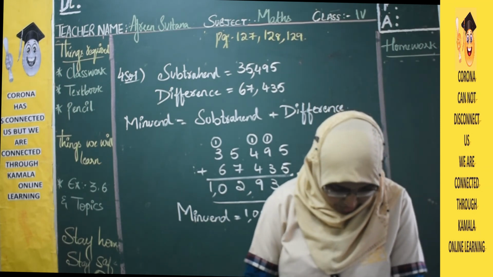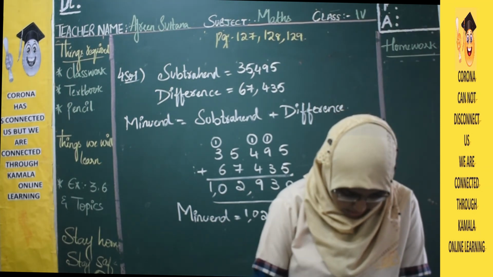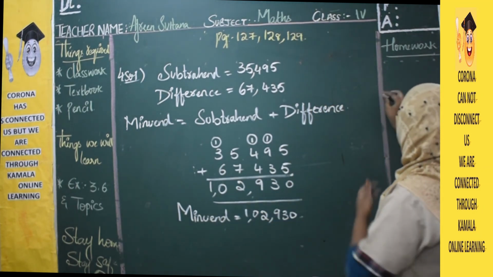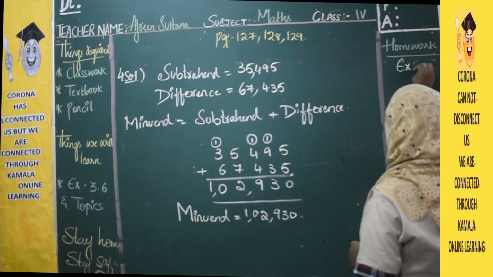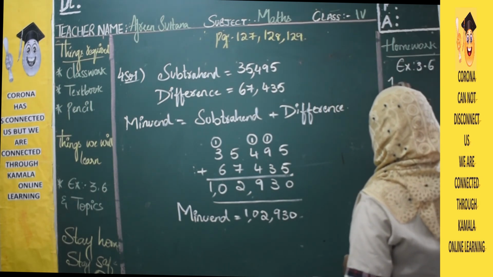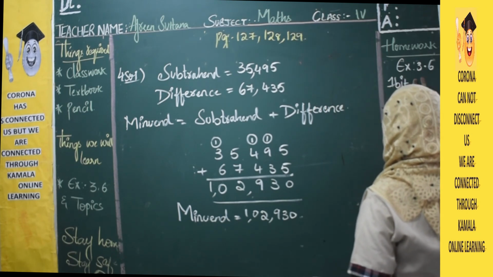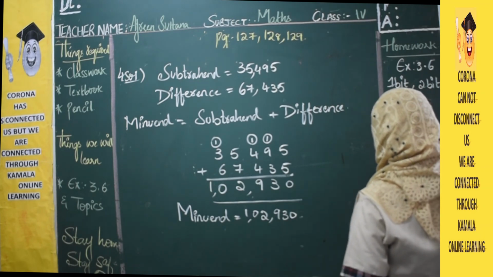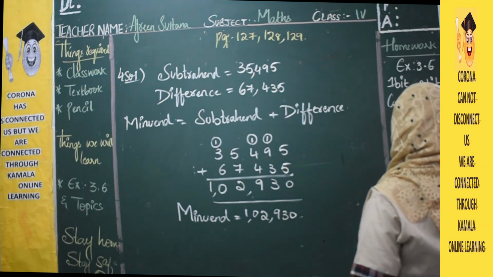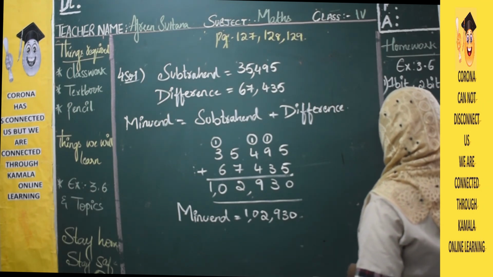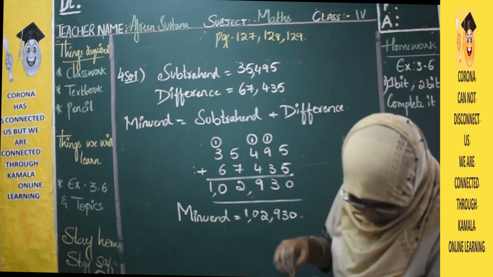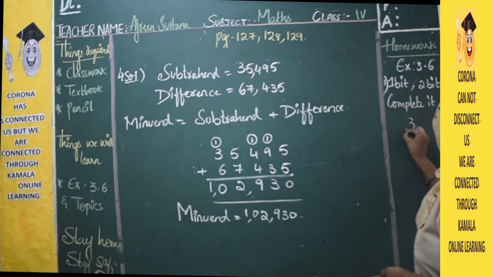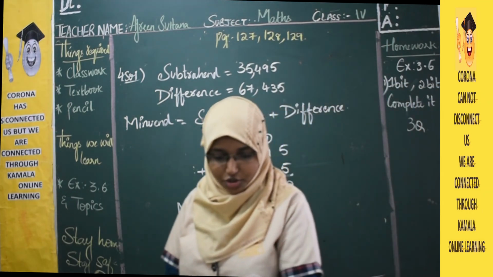I hope whatever work I have given, you will complete it. So what is your work? You need to complete exercise 3.6. First bit, the second bit, you are going to complete it. And this is the second one. That is your third question. This is your today's homework. I hope you will do it.